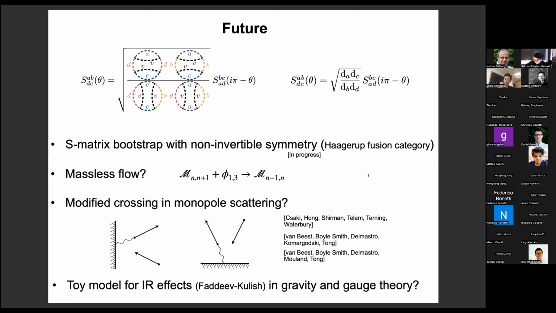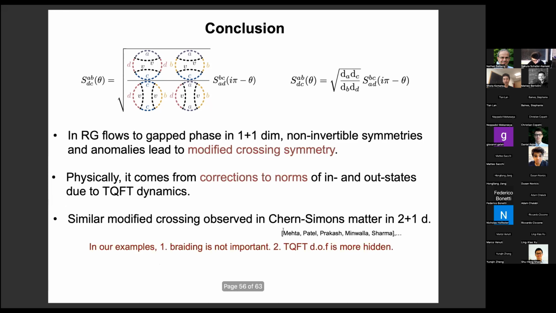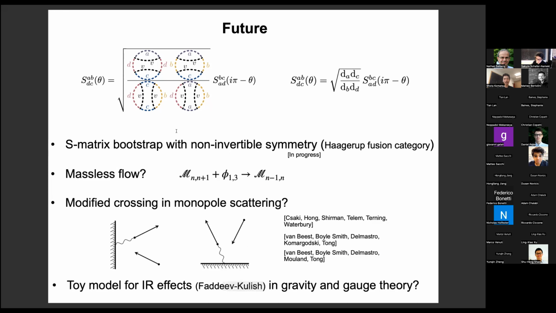And finally, this was already briefly mentioned in the paper on the Chern-Simons matter theory, but in some sense, this modified crossing and the non-triviality of the IR TQFT affecting the S-matrix, you can think of it as a toy model for IR effects, like Faddeev-Kulish dressing due to the soft photons and gravitons in gravity and gauge theory. So it will be nice if there is something that we can learn from this. Okay, with this, let me end my talk.